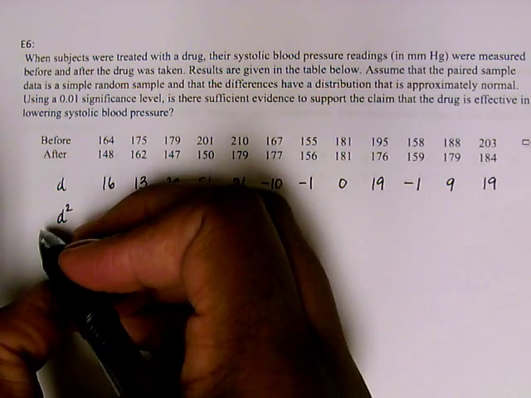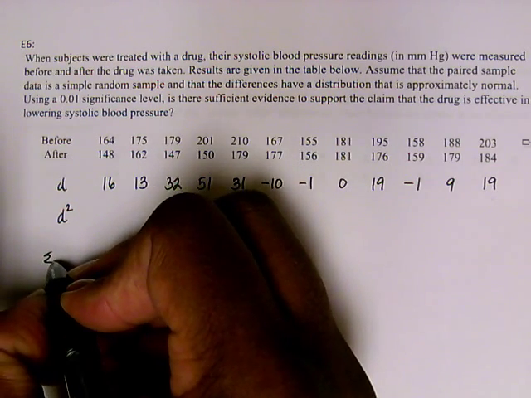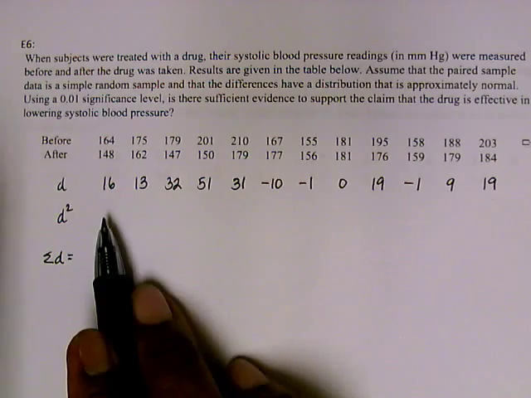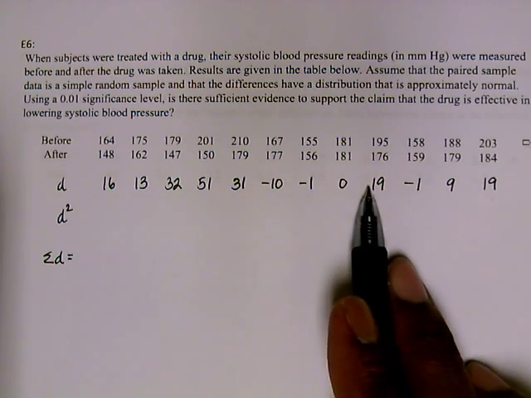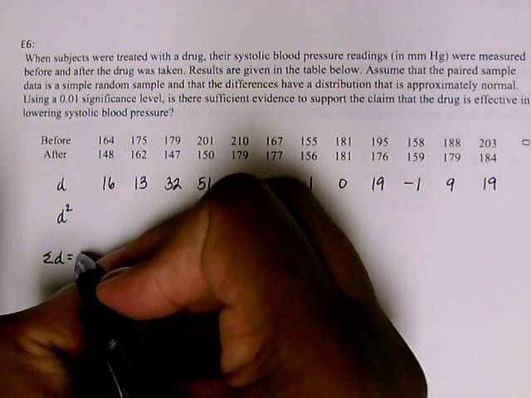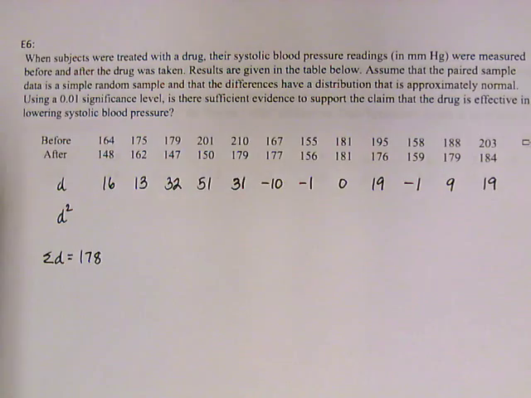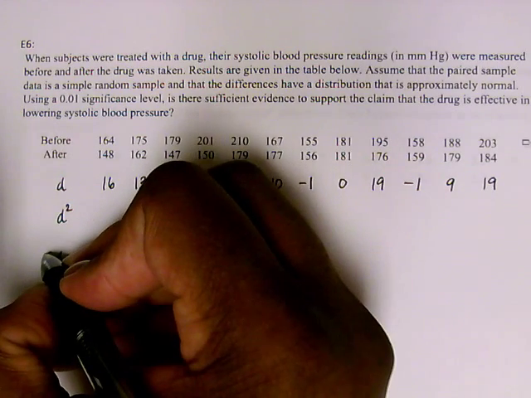And since I don't have enough space here, I'd have to write the sum of your differences here. If you were to add these individual differences together, you should get 178. So the sum of all your differences will be 178.